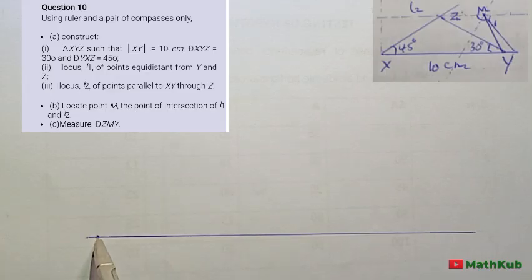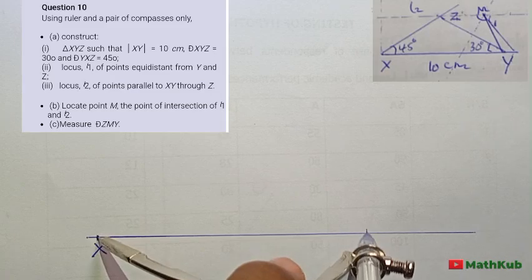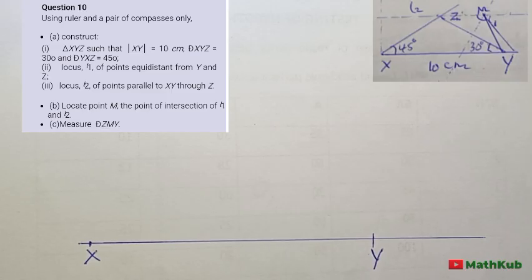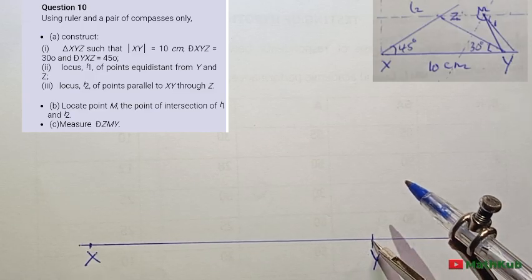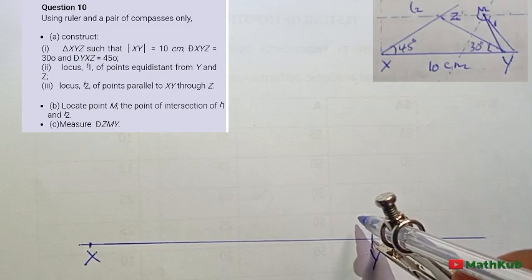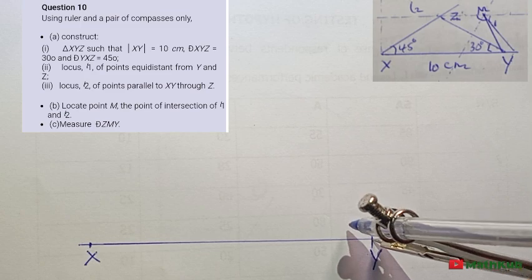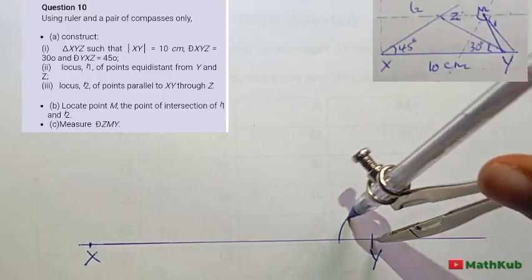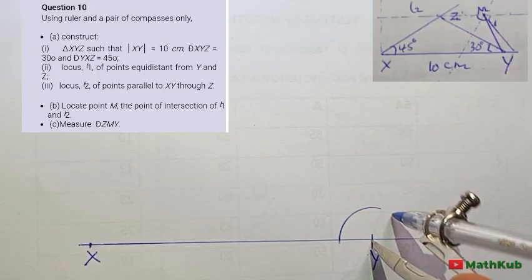With X as center, you cut this line. When you cut this line, we call this point Y. Based on this question, we are to construct 30 degrees here. Firstly, before we construct 30 degrees, we are going to first construct 60 degrees. With Y as center, you draw an arc.